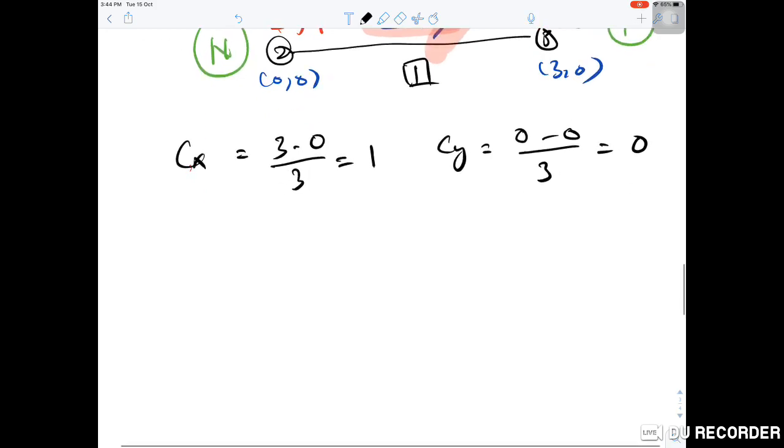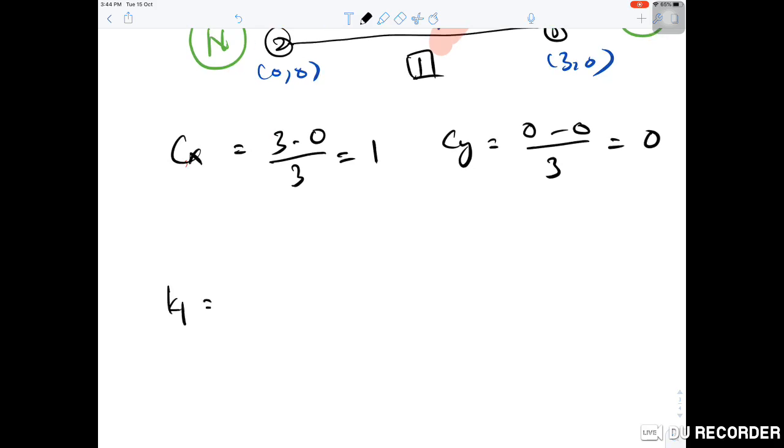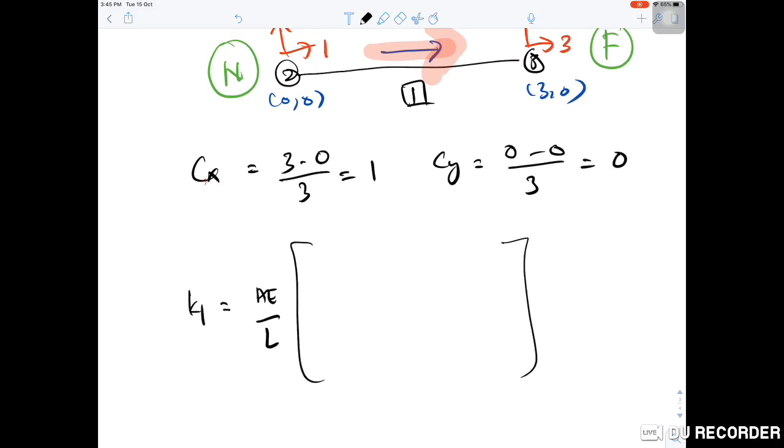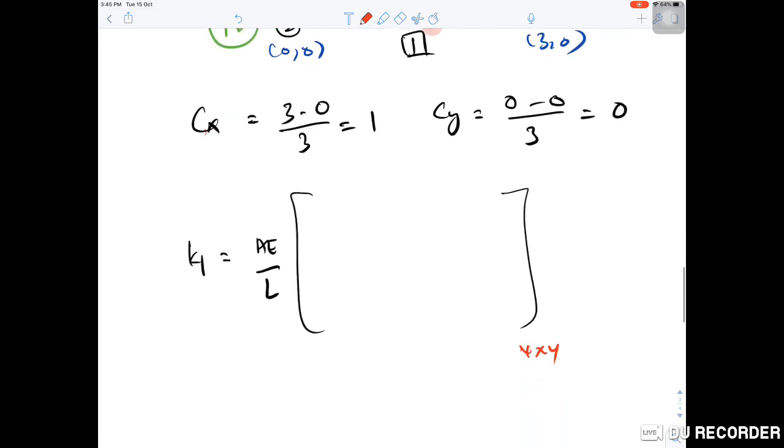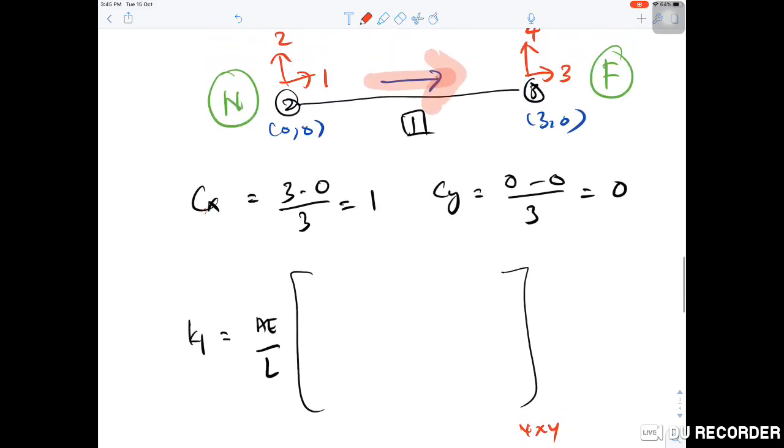So for K1, it is AE divided by L. The formula we can refer to in the appendix given. The formula you don't need to remember, just follow the formula given. It must be a 4 by 4 matrix. Why? Because in an element there are 2 nodes, and 2 nodes have 4 degrees of freedom, so it is 4 by 4.